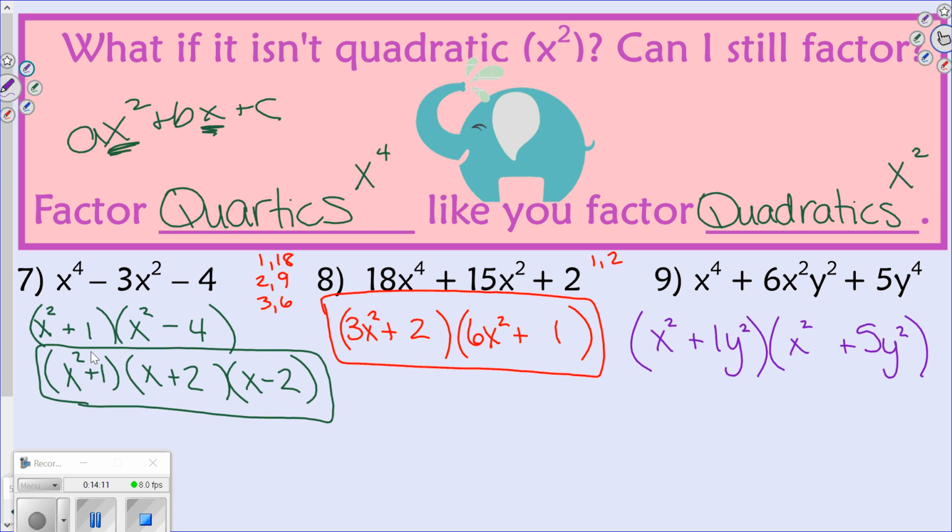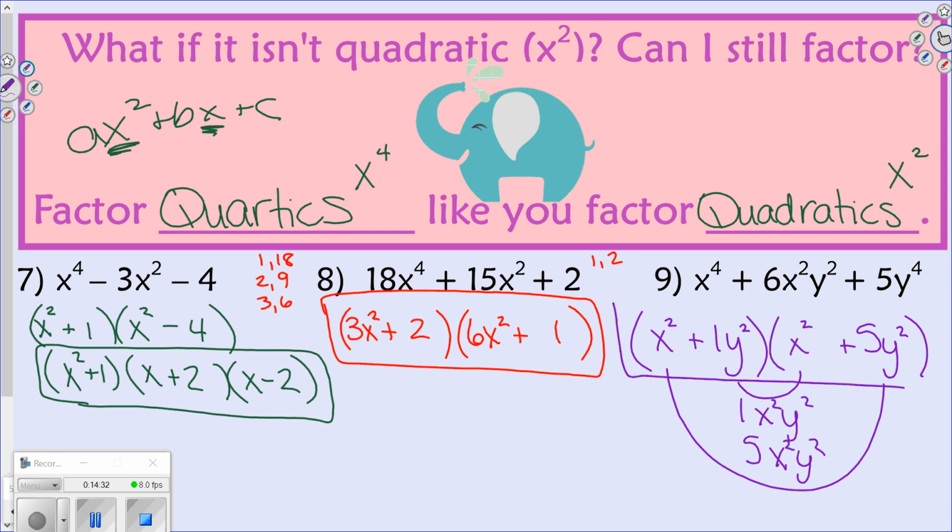And again, if we check this, kind of see what happens to that middle, that's going to give me 1x squared y squared. The outside is going to give me 5x squared y squared, which together makes 6x squared y squared. Okay, so those x's and y's do come together when we check this one to make sure it works.